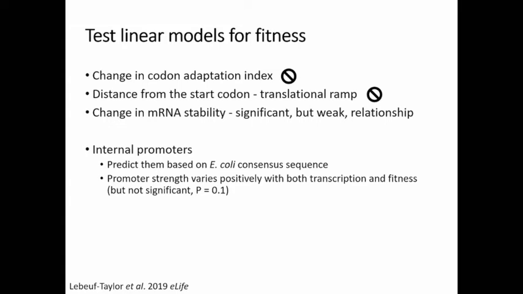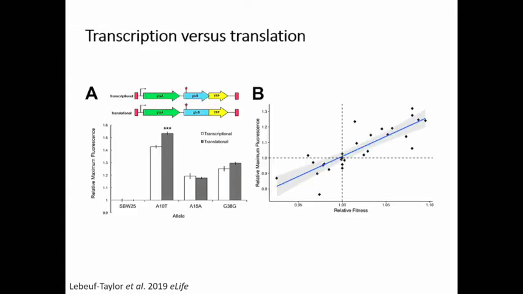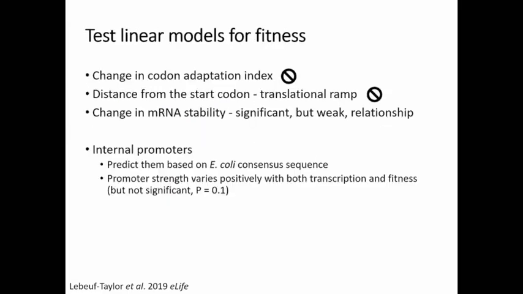Because that experiment suggested that it's really likely to be transcription that's driving these expression differences, we were interested in trying to work out whether there were changes in terms of internal promoters. Those synonymous mutations may be changing promoters, making them more or less efficient, and so changing expression because of those kinds of differences.